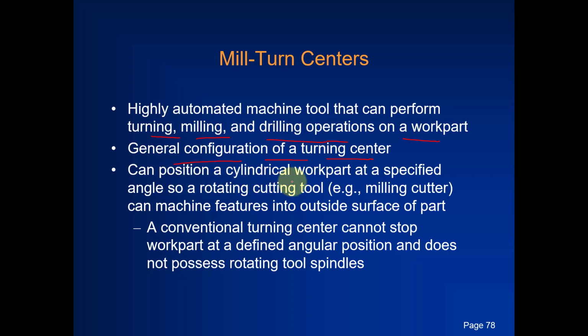So it can position a cylindrical work part at a specified angle, so a rotating cutting tool can machine features into the outside surface of the part, so it performs the milling operation. A conventional turning center cannot stop the work part at a defined angular position and does not possess a rotating tool spindle. So in this we do not have a rotating cutting tool spindle. The only thing that is rotating is the workpiece in the spindle, and the cutting tool does not rotate.